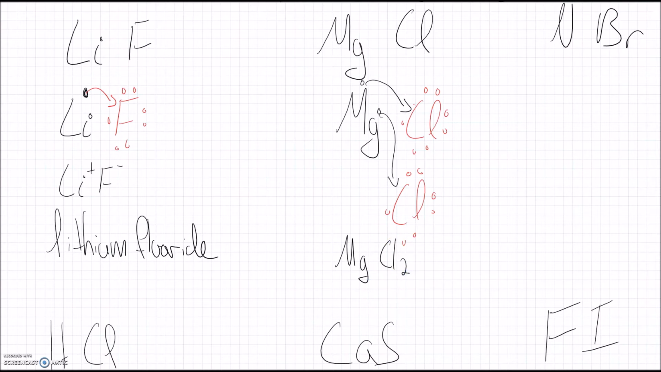Our formula is MgCl2. Each Mg has a charge of +2, it's losing 2 electrons. Each chlorine has a charge of -1. It's an ionic bond, so we just simply call that magnesium chloride.